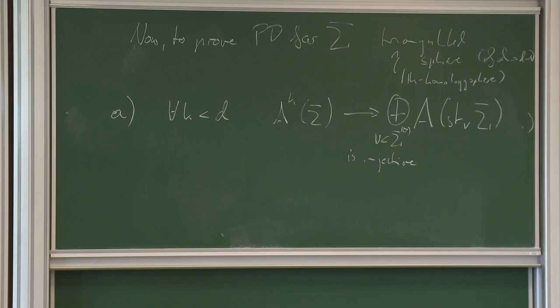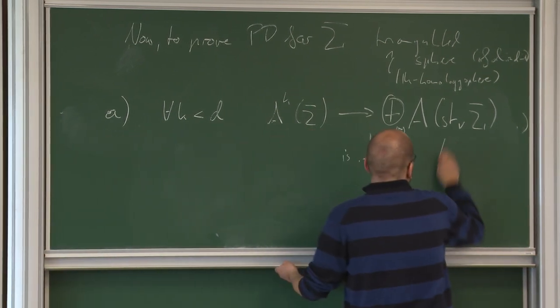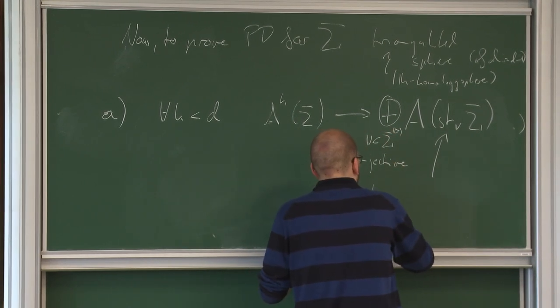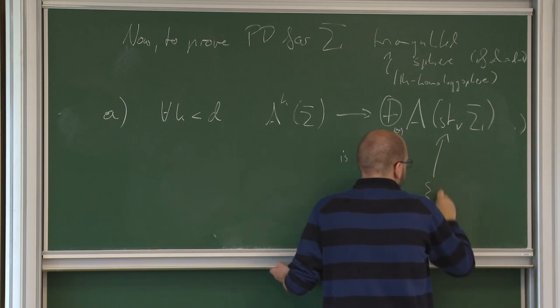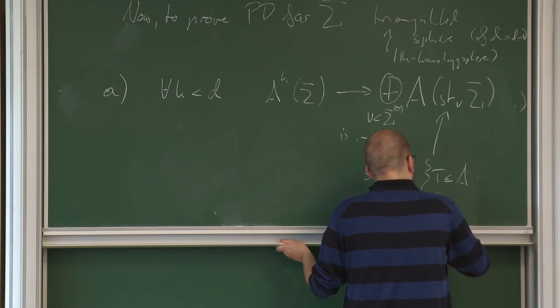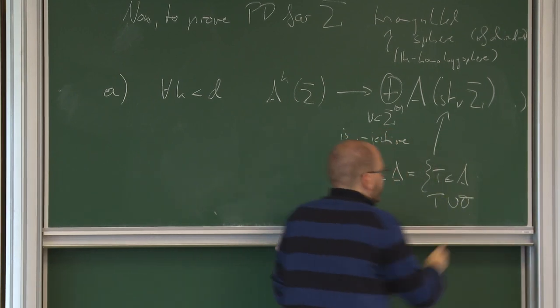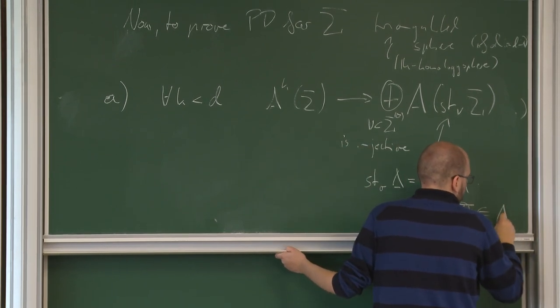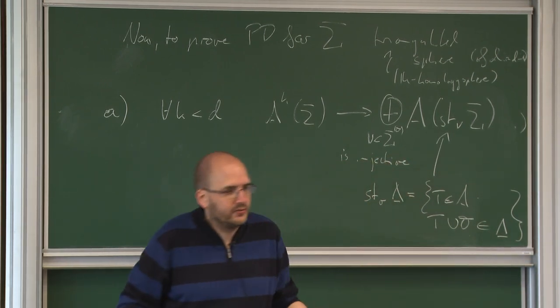This zero dimension is a vertex, and the star. I didn't say what the star is. So the star of a face sigma in a simplicial complex is defined as those faces tau inside my complex with the property that tau union sigma is also inside the complex. And tau is disjoint from sigma? No. That would be the link, right? Okay.